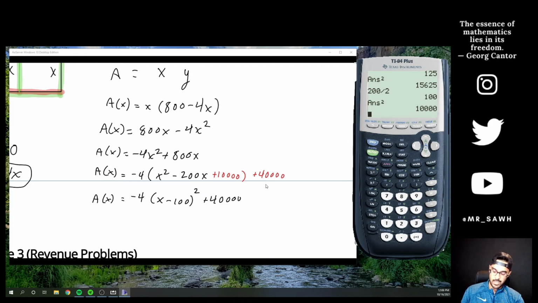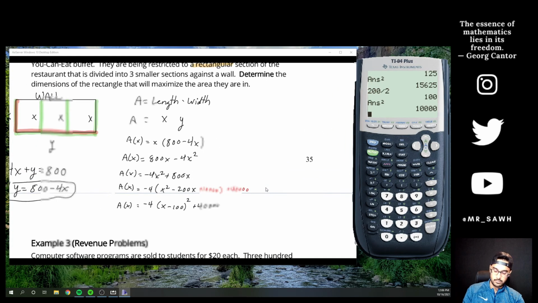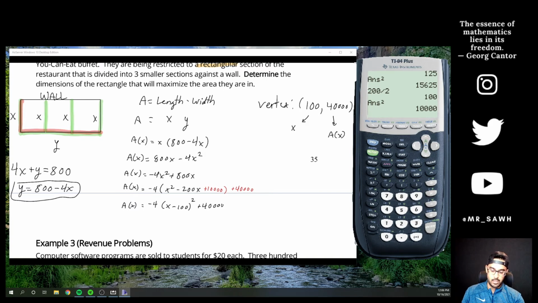Look for your vertex next. Okay, determine that vertex, and it's going to be 100 as your x coordinate, 40,000 as your y coordinate. So that 100 is telling you what your input to your function was. In our case, we input the value of x, and what we get out of it is the area when we input x. So I know the maximum area is 40,000. The dimension of x is 100. Okay, that's what I know. I don't know what y is right now. That's the last remaining thing that we need to find.